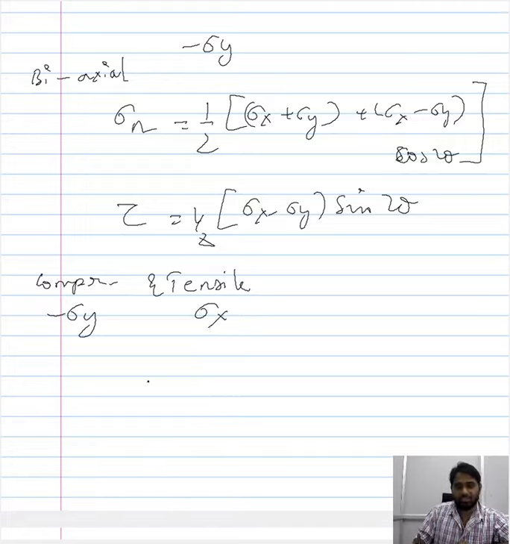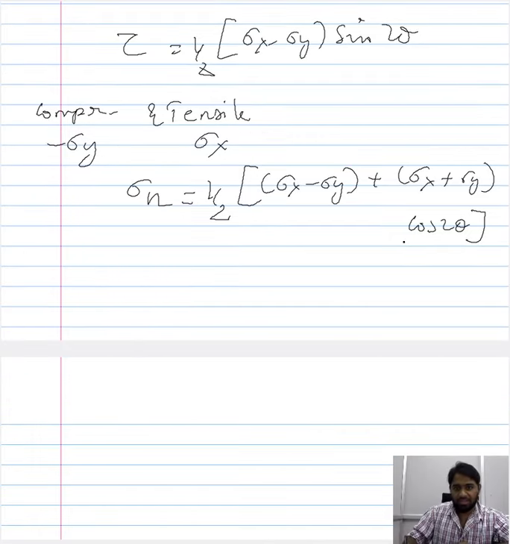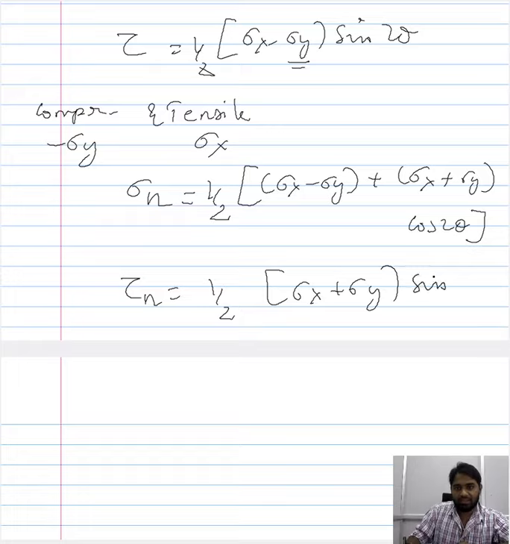For this combination, the normal stress component, if you substitute minus sigma y here, the expression changes to 1/2 (sigma x minus sigma y) plus 1/2 (sigma x plus sigma y) cos 2 theta. And similarly, as the expression for the normal stress changes, the expression for the shear stress will also change correspondingly. So what you are doing is replacing sigma y with negative sigma y. So it would be 1 by 2 (sigma x plus sigma y) sine 2 theta.